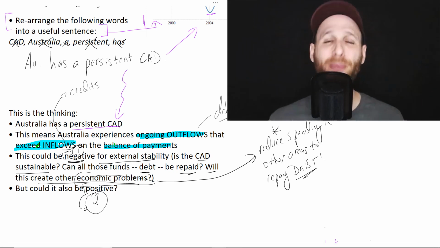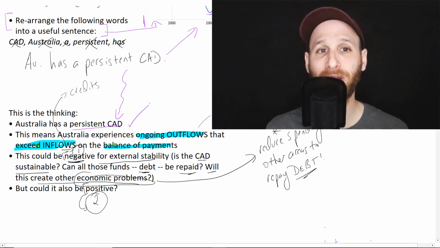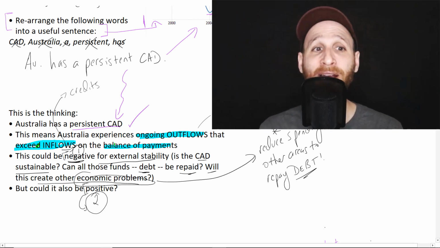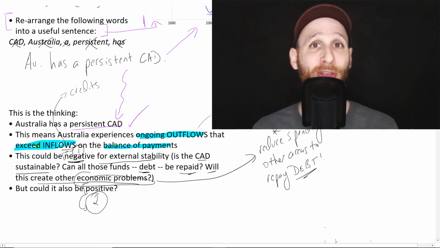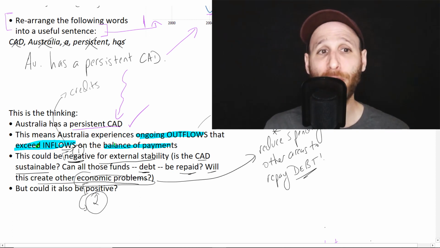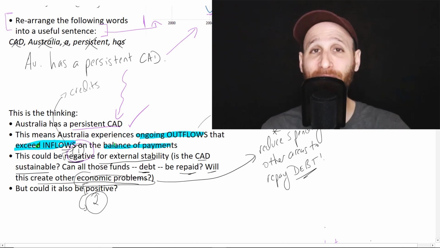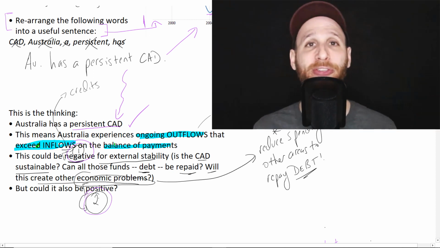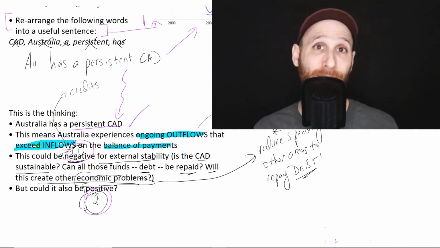If we're trying to summarize the ideas of this video, what we're talking about is, yes, Australia has a persistent CAD, but there are two ideas about whether this will make external stability worse or it's not really a problem. For those pessimists among us, the CAD is a negative because it will create larger current account deficits. That's that debt trap or debt cycle idea. The other idea is no, the CAD is a positive because it's allowing the private sector to get money for really good investment and the private sector knows what it's doing.